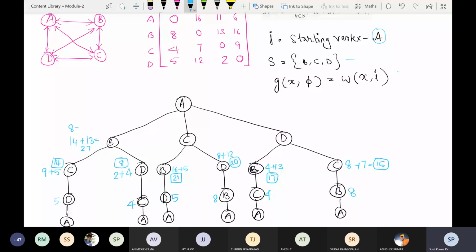So which one will you take? We have two options from B. From B, the salesman can either follow the CDA path or he can follow the DCA path. So if he follows the BCDA path, then the cost is 27, and the BDCA path, then the cost is 24. So we should take the minimum one, which is equal to 24. So at this node, the cost is 24. Before this, the issue was not there because there was only one option, so we just followed that option. But at this level, we have two options.